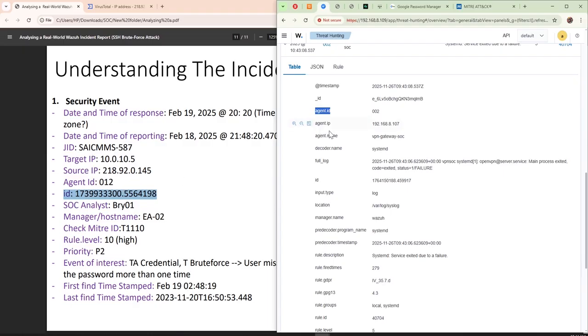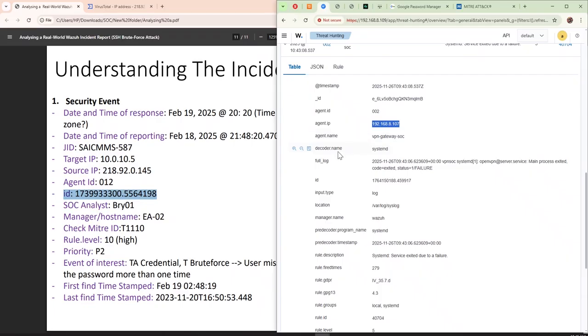Agent ID here, 002. So we can find the agent ID. Is there any agent IP here? No, I didn't see. Okay, that agent ID might be the target. It can be the target IP because that's where the alert is targeting. So it's going to be the agent IP here. This is what is holding the agent. Then the agent name itself is VPN gateway.